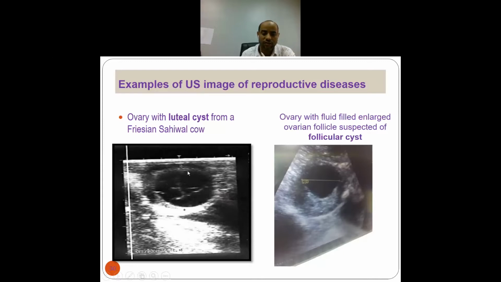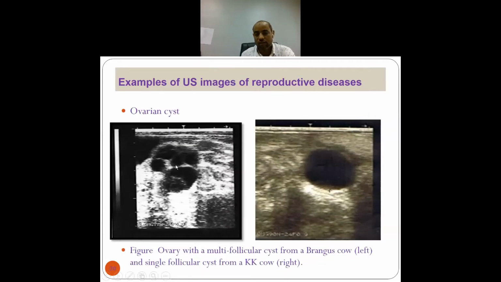This, as you can see, is a luteal cyst. So remember, one of the reproductive disorders that we can diagnose using ultrasound is ovarian cyst, or cystic ovarian disease. Here I'm showing you examples of the various types of ovarian cysts that you may come across, or that you may encounter. The previous one, I showed you the follicular cysts over here. It can be polycystic, or it can be a single follicular cyst.